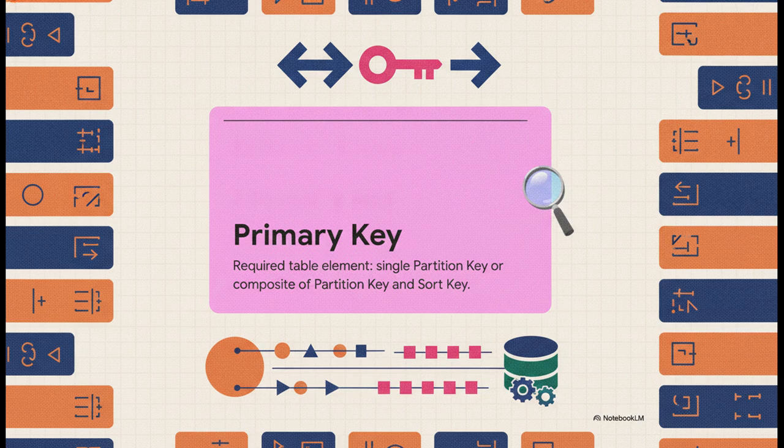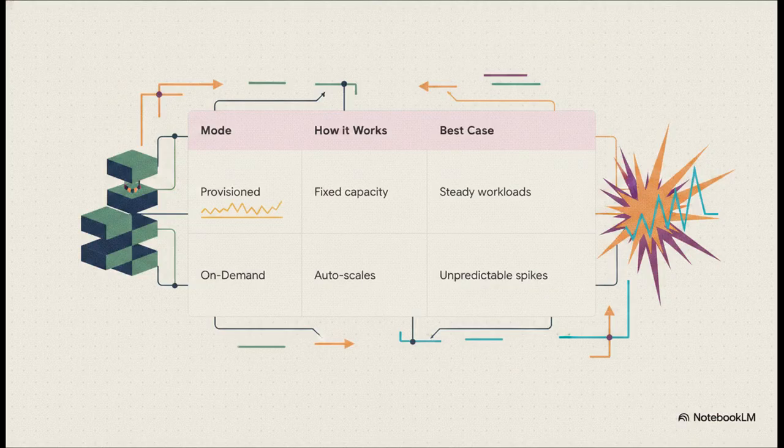That could just be a unique partition key or a composite of a partition key plus a sort key. That's what lets you highly optimize how you query and organize all that data. When you're setting this up, you've got to ask yourself one major question. Do I know exactly how much traffic my database is going to get? Because your answer dictates which of these two capacity modes will save you from either bad latency or a terrible bill.